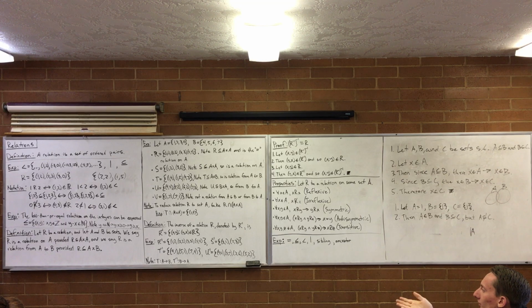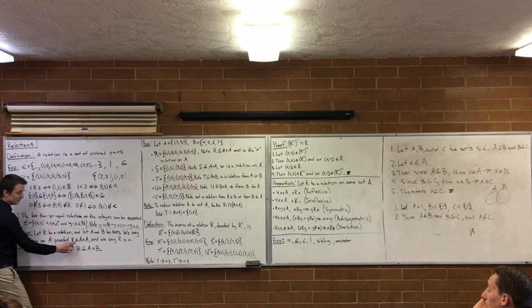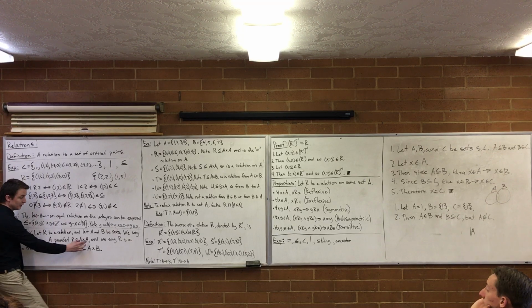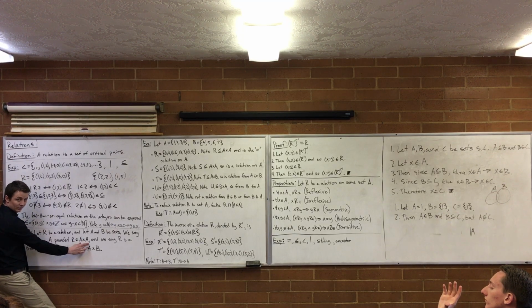You don't remember the Cartesian product? It's the set of all ordered pairs of all the numbers in each set. Okay, I see. So this makes sense? How a set of ordered pairs could be a subset of A cross A?